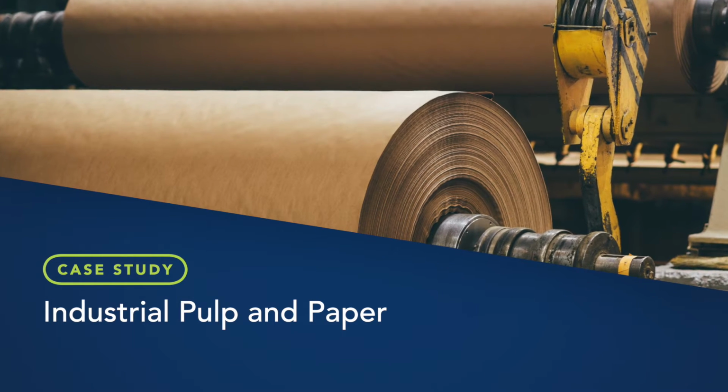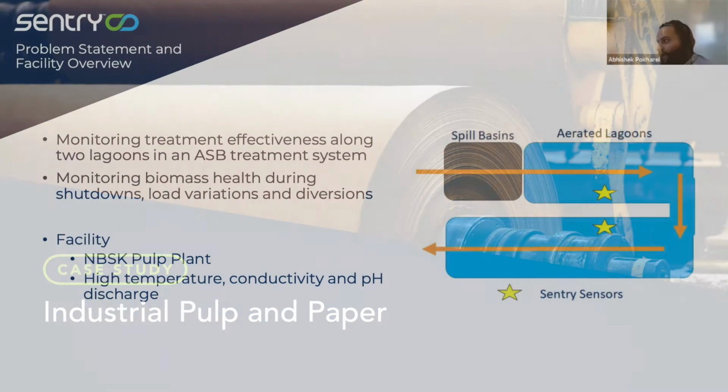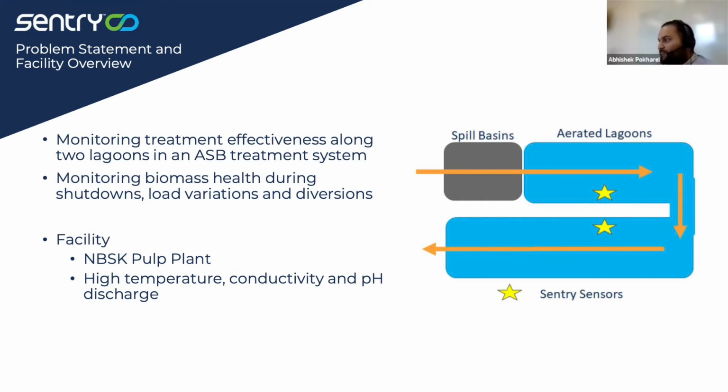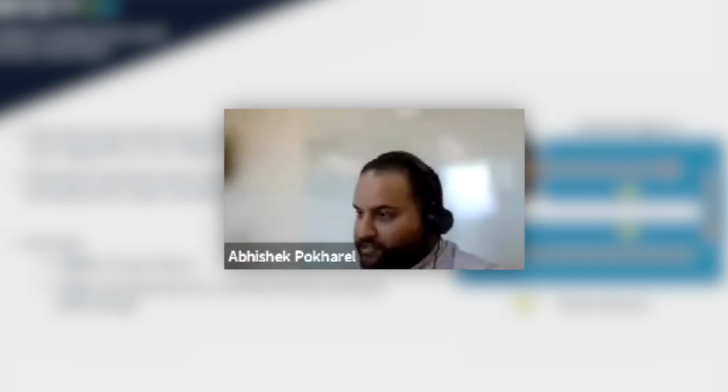NBSK pulp plant in Canada. So in short, they have two major processes: one, digestion with acid and base, and next one is bleaching. They are a unique installation in the sense that SENTRY is installed in the large aerated lagoons far, far away from their office. They install our sensor in order to monitor the effectiveness of the two lagoons in treating the wastewater that's coming from these two major processes, which is high in temperature, high in conductivity, pH, and discharges.